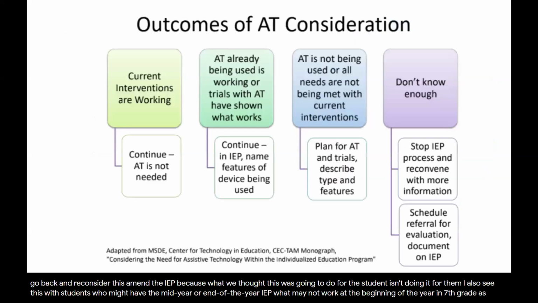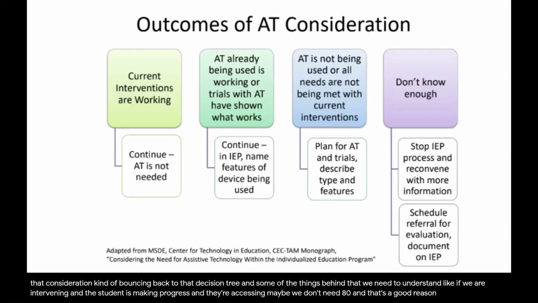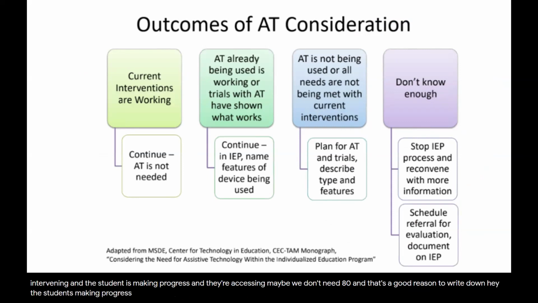As far as that consideration, bouncing back to that decision tree and some of the things behind that, we need to understand, if we are intervening and the student is making progress and they're accessing, maybe we don't need AT. And that's a good reason to write down, hey, the student's making progress without additional tools. It's already being used. Let's make sure that we document what's working.